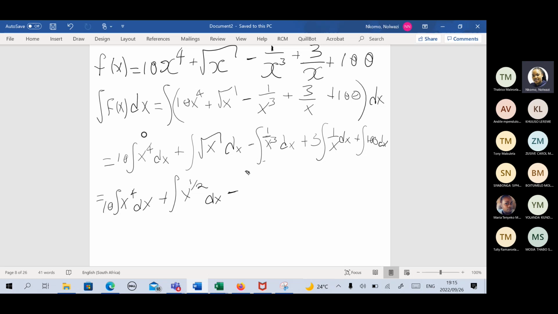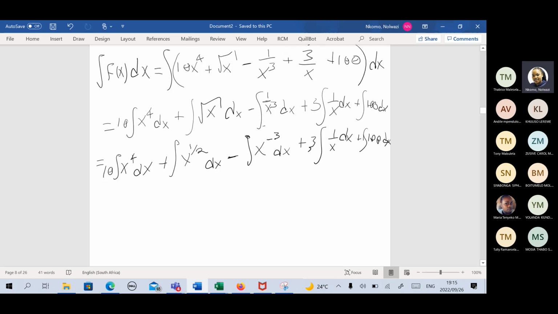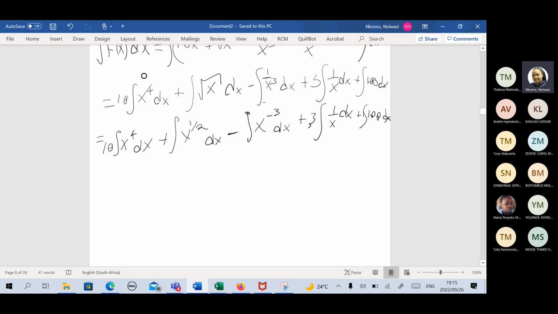Okay, we are on this term right now. This term we can write as x to the power minus 3 dx plus 3 times 1 over x dx plus 100 dx, right? Now it would be easy for us to apply our power rule because we can't simplify this function further. After noticing that you can't simplify your function further, then you can apply your rules on that function.